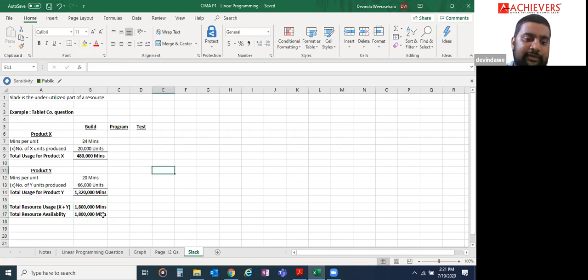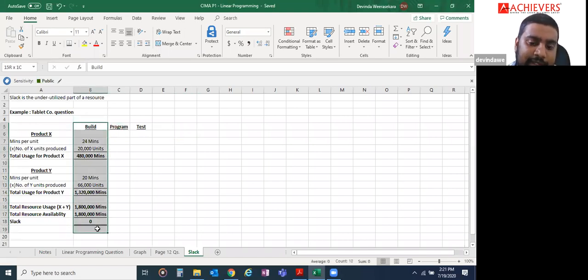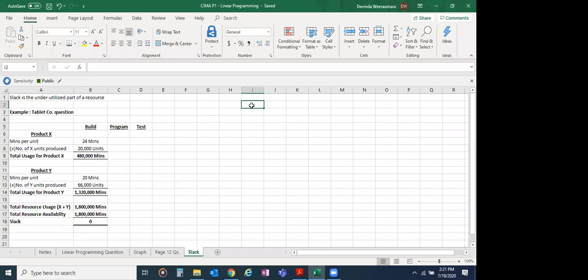Clear? So then how much of slack do I have? Slack will be 0. Slack will be 0. So that is how I calculate slack. Clear? Any questions? Are you clear on how to calculate slack now? Yeah. So now I calculated for build. So what I want you all to do is now take down the slack calculation for build and calculate the slack for program and test. Do it. Calculate, take down for build and calculate for program and test.